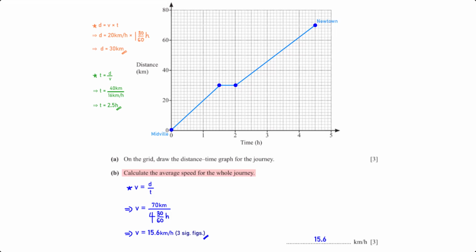Calculate the average speed for the whole journey. We can use this formula to get the average speed. The distance covered for the whole journey, D, is 70 kilometers. The time duration for the journey is 4 hours 30 minutes. We convert 30 minutes to hours by dividing 30 by 60. When we type this into the calculator, we get 15.6 kilometers per hour, rounded to 3 significant figures.